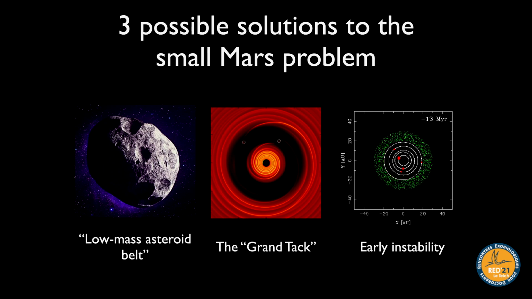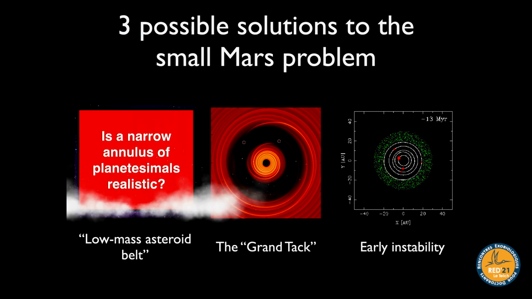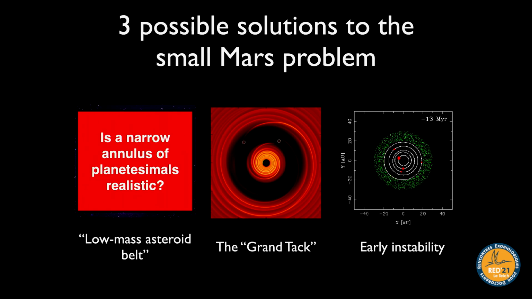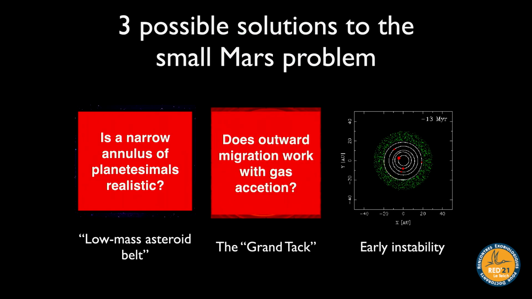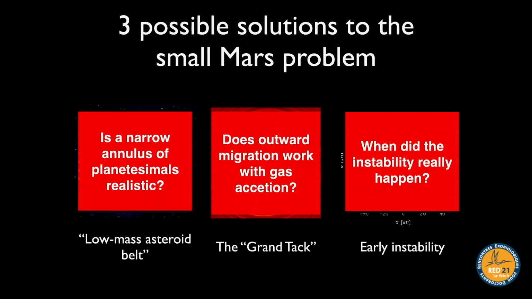And so right now, there are three plausible solutions to this small Mars problem. But they each have their own little issue. For the low mass asteroid belt model, the issue is, are the initial conditions realistic? Does this idea of rings of planetesimals really make sense? For the Grand Tack model, it's the outward migration mechanism. When you take into account the growth of the planets at the same time as the migration, does that really work? And for the early instability model, the question is, when did the instability really happen? If it happened too late, it can't have done anything. If it happened really early, then it had to do something.